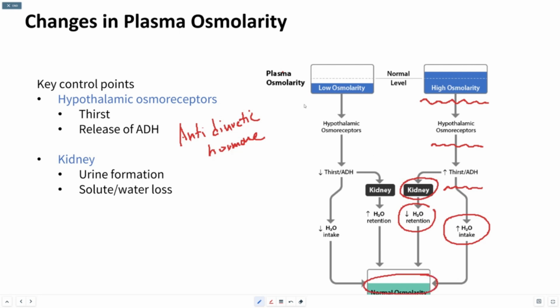Let's say you have low osmolarity, or not a lot of stuff inside the blood. The hypothalamic receptors are going to then decrease thirst and decrease ADH. This will then affect the kidneys to have an increased water loss. And because you have reduced ADH, there's also going to be a reduced amount of aquaporin channels and reduced water intake. This will then normalize and maintain normal osmolarity.